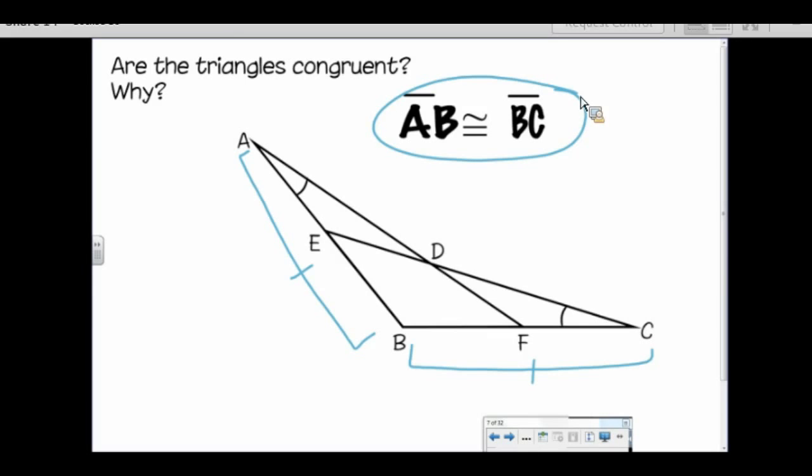A lot of times our figures are sharing a side. They have a common side, but this time they have a common angle. Angle B is congruent to angle B by reflexive property of equality. So now we can look at each triangle one at a time. And you were right. Angle, here's our side, and here's our angle. So yes, the triangles are congruent, and they're congruent by angle, side, angle.